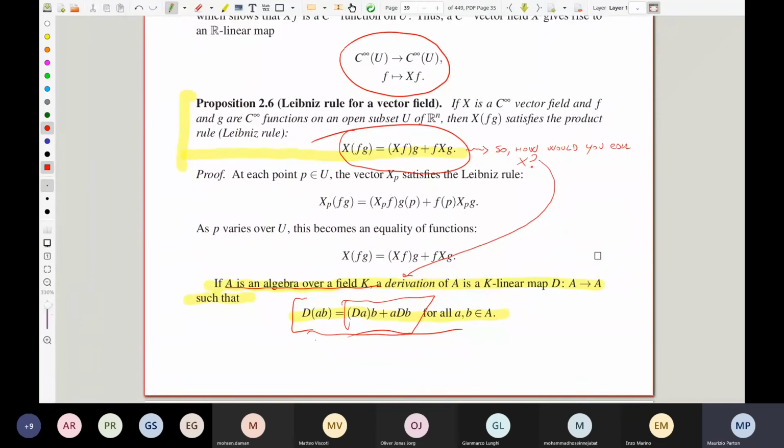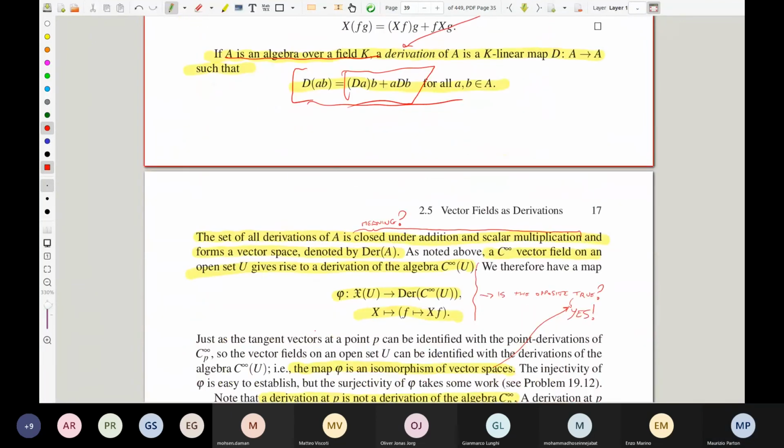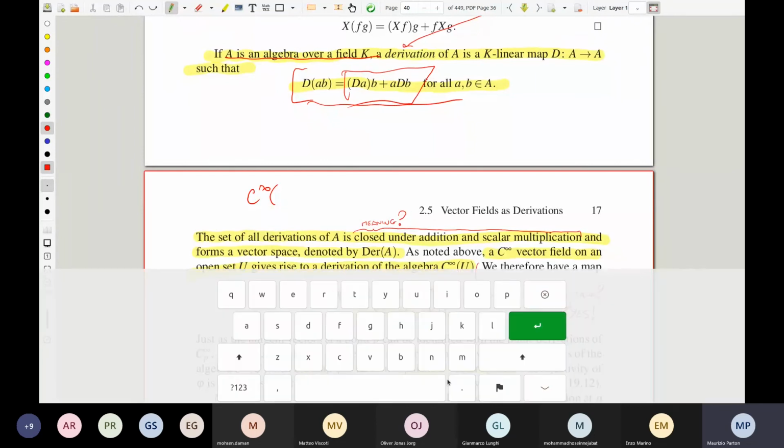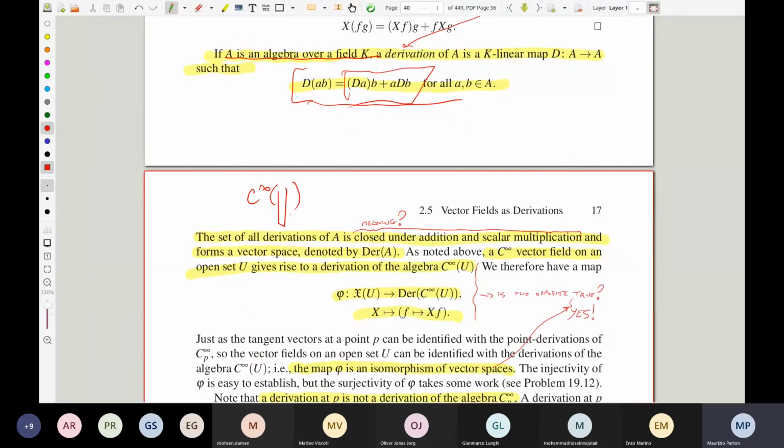Okay, so this means that a vector field takes a function, of R^n for the moment, of U actually, takes a function on an open set U, and gives you a derivation.